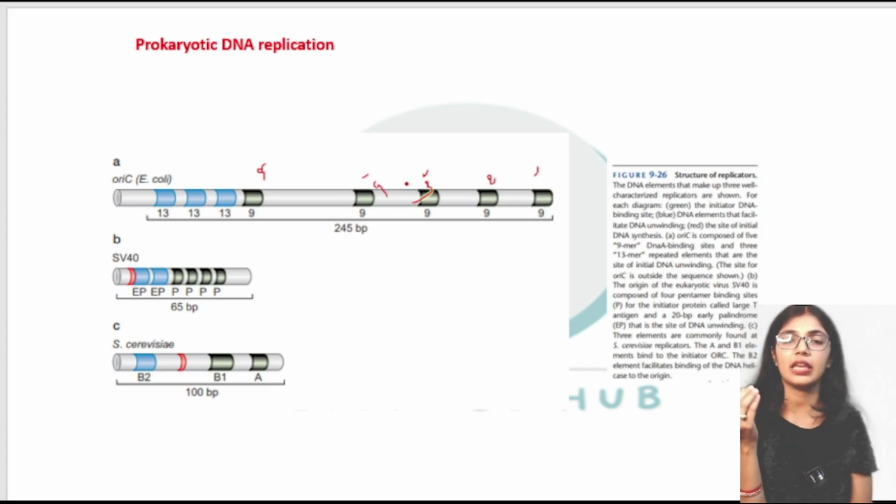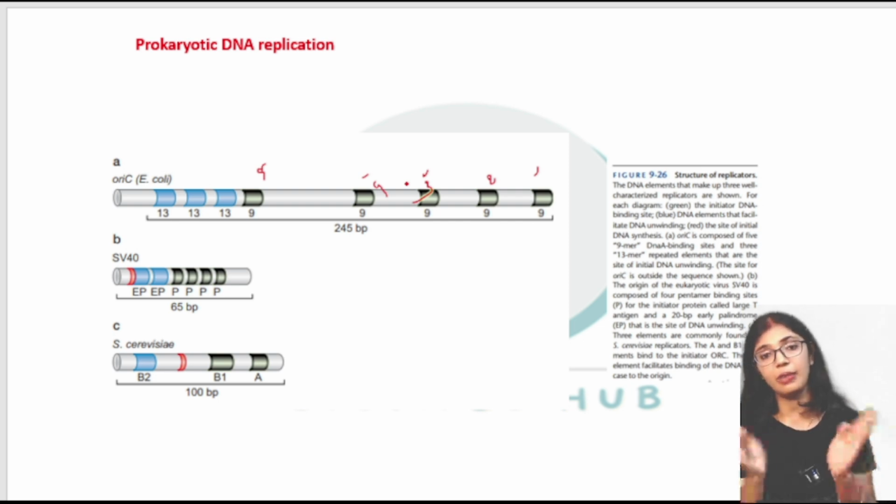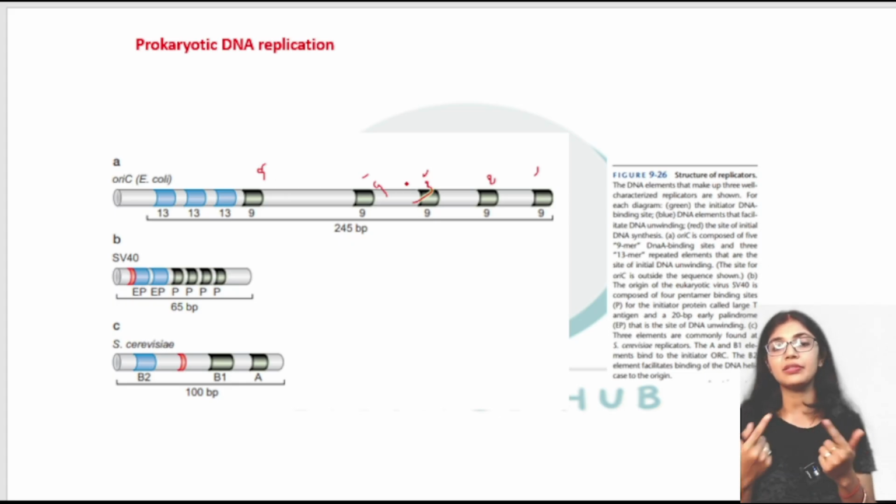The origin is taking place, or we can say that the initiator protein is coming and binding in the 9-mer sequence. Then the unwinding of the DNA by the helicase is taking place in the 13-mer sequence. So why is it so? It is taking place in the 13-mer sequence.